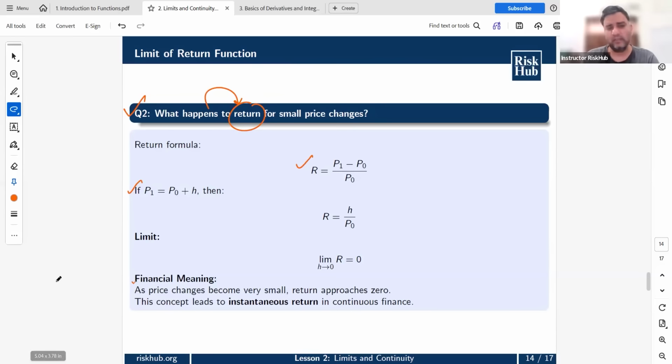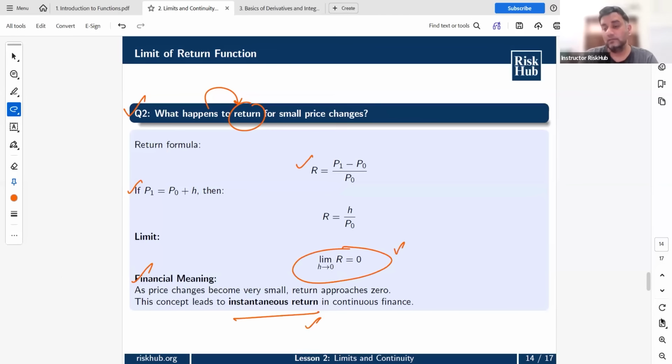Very simple. What is the financial meaning of such thing? If price changes become extremely small, the return also becomes extremely small. Why does this matter? Because this idea leads to instantaneous return in continuous finance. This becomes the basis of the stochastic model, the Black-Scholes model, the geometric Brownian motion, all those things. So the instantaneous return concept comes from here, when limit h tends to 0, R is equal to 0.